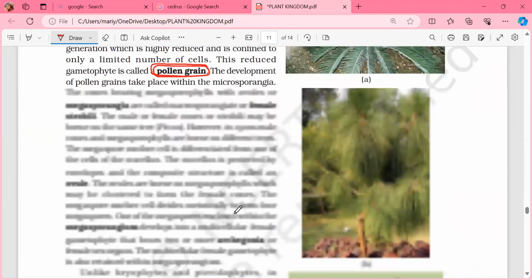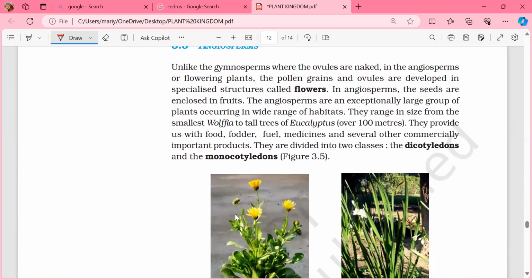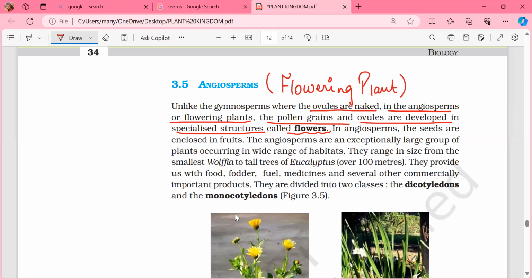Now let us talk about the angiosperms, the last part. So unlike the gymnosperms, where the ovules are naked, meaning the seeds are naked, in the angiosperms or the flowering plants, the pollen grains and ovules are developed in the specialized structures that are known as flowers. Angiosperms are also known as flowering plants. So they have flowers. Their seeds are covered or enclosed in fruits. We had a whole chapter.